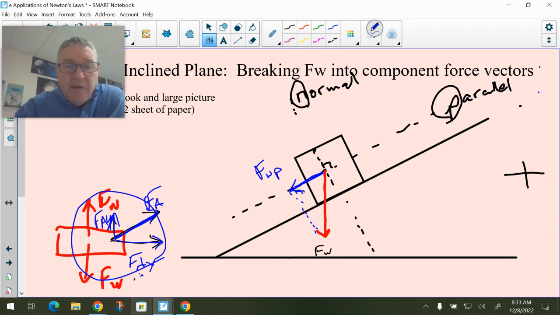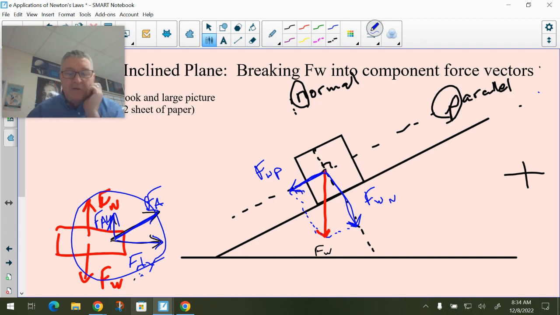So likewise, I can do the same thing on the other axis. I can say, well, how much of this FW is pointing towards the incline? And so again, I'm simply breaking that FW into an FWP and an FWN. Okay? So I've taken a vector that exists and I've broken it into two components along the axes. And now instead of using FW in my calculations for forces, I'm going to look at FWP and FWN.